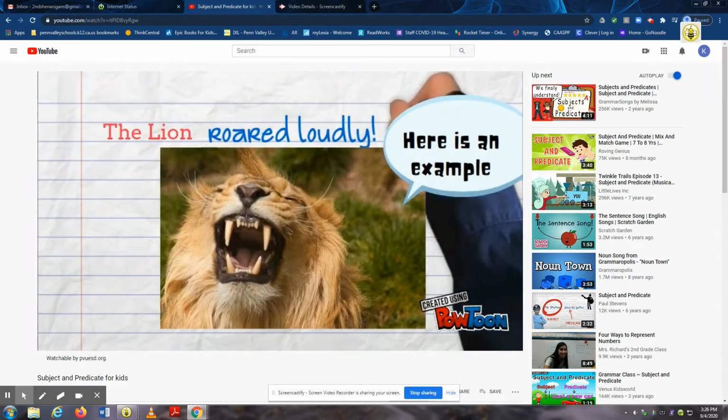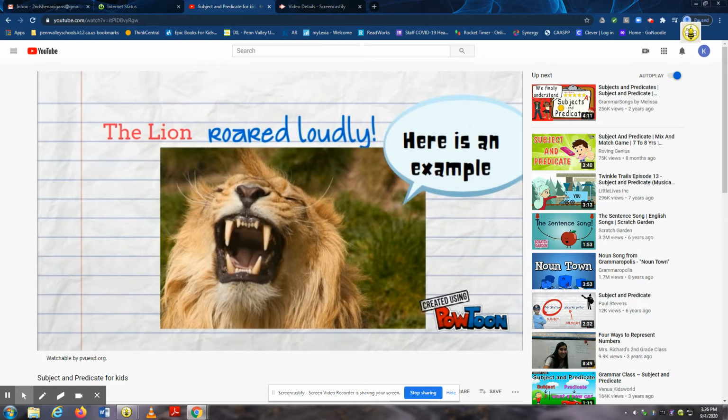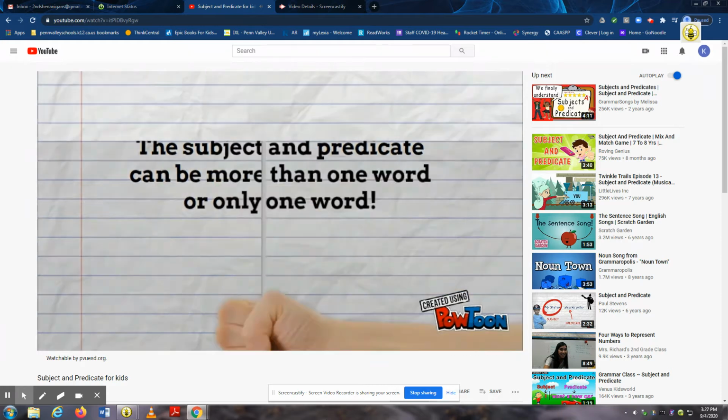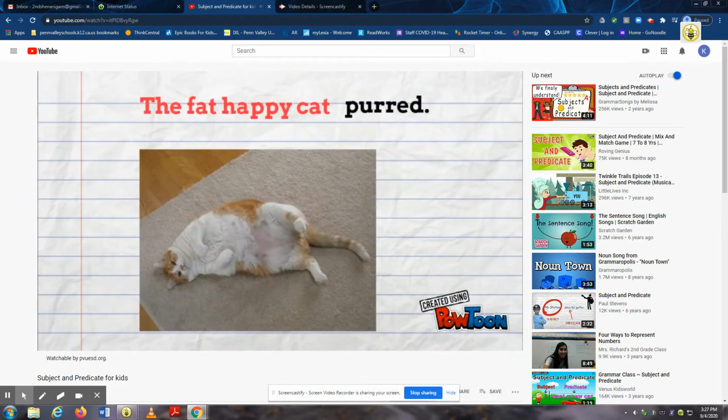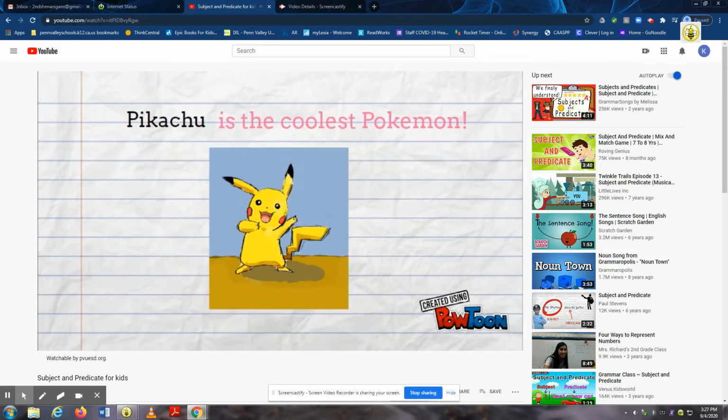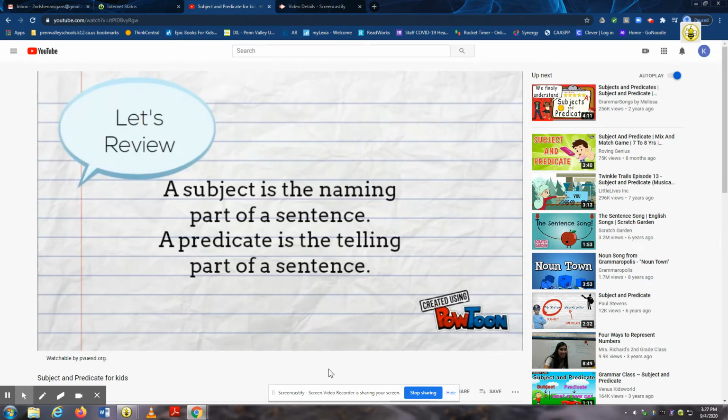Here's an example. The lion roared loudly. The lion is the subject and roared loudly is the predicate. The subject and predicate can be more than one word or only one word. We're going to look at an example of a long subject. The fat happy cat purred. The fat happy cat is the subject. It tells us what our sentence is about. Purred is the predicate. Pikachu is the coolest Pokemon. Here, our subject, Pikachu, is only one word, where is the coolest Pokemon is our predicate, and it's many words. So let's review. A subject is the naming part of a sentence, and a predicate is the telling part of a sentence.